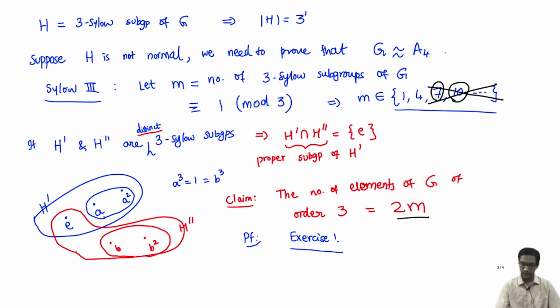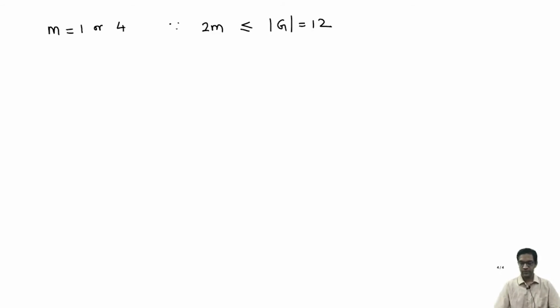Observe that m has to be 1 or 4, since 2m, the total number of elements of order 3, can be at most the cardinality of the group, and the cardinality of the group is 12. So this tells us that m is at most 6, and among the possible values, 1 and 4 are the only ones which satisfy this inequality. So there are two possibilities, m is either 1 or 4, and let's see which of these is indeed possible. If m is actually 1, what does this mean?